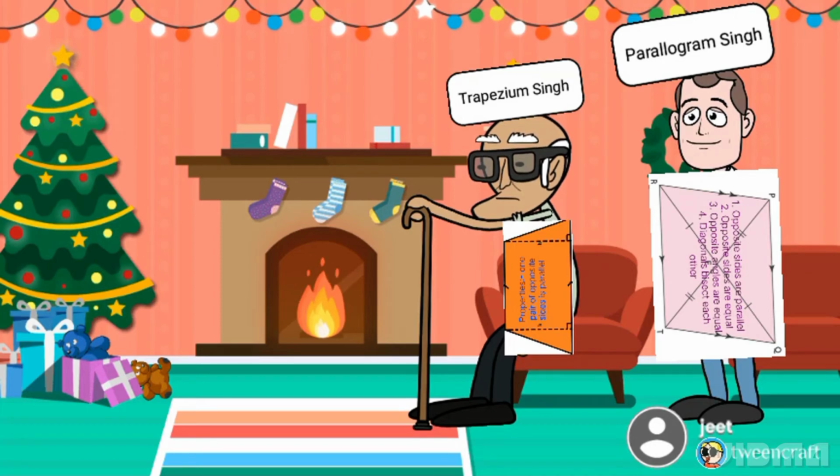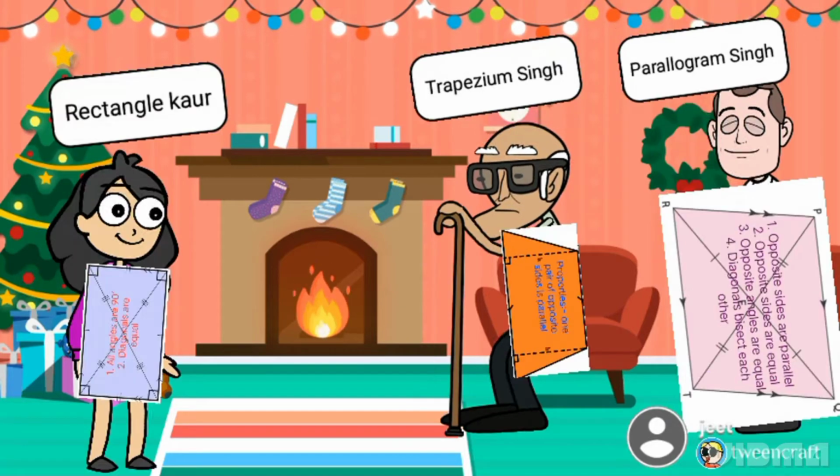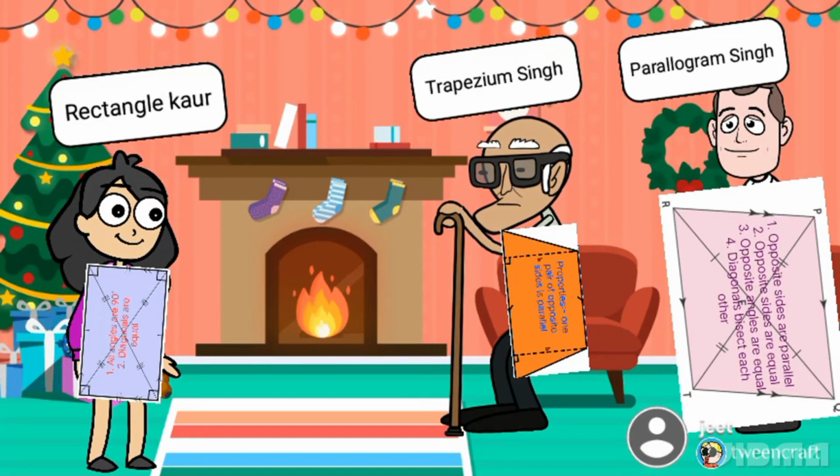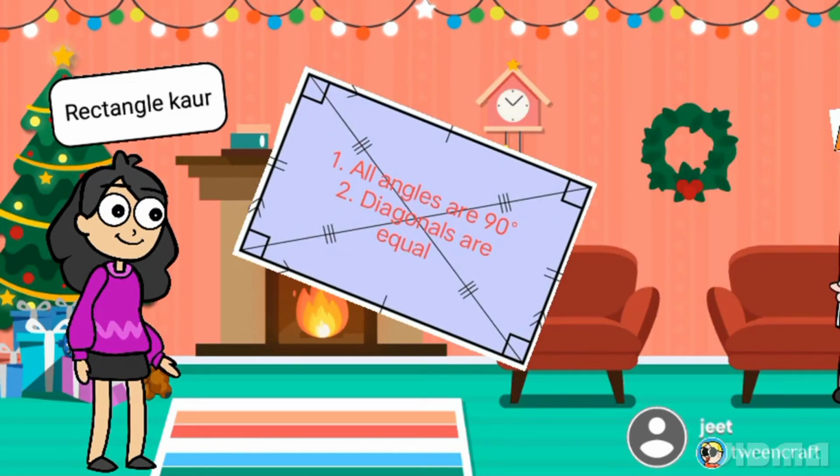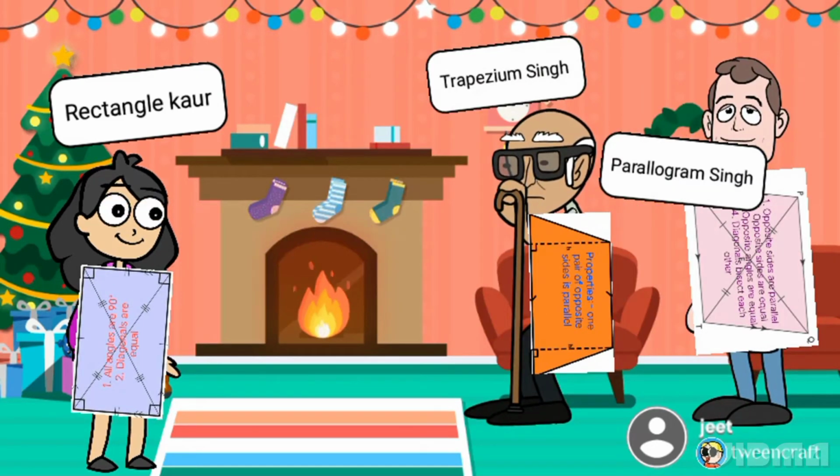Father, where is rectangle? Rectangle daughter, where are you? We are getting late. Yes, grandfather, I am here and I am ready. Let's go. I am Rectangle and my name is Rectangle Core. In this story, I am playing the role of daughter and my properties are all angles are 90 degree, diagonals are equal. Okay, daughter, let's go.